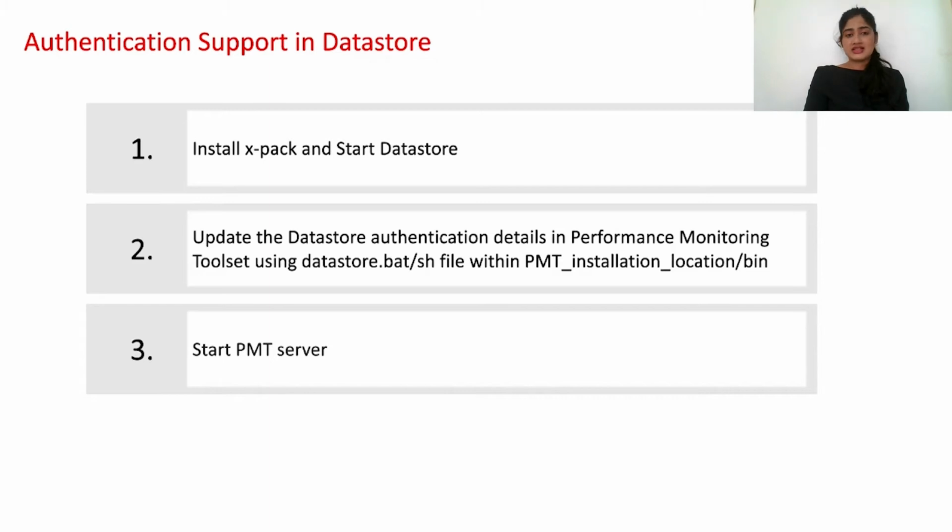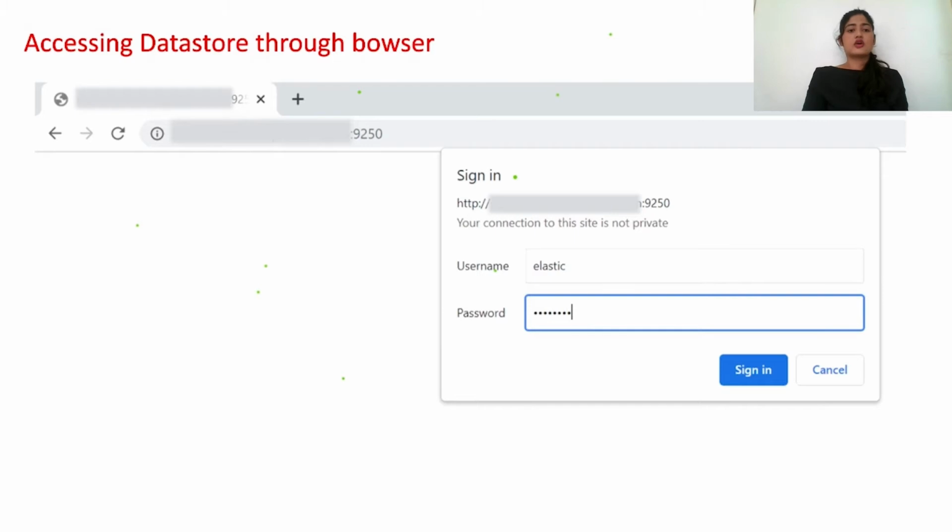So after you're done installing XPack, start your data store, and then you need to run the datastore.bat or sh file, which is present inside your bin folder. And when it asks if your data store uses authentication, you need to give a yes and then restart your PMT server. So this completes enabling authentication for your data store. Now as you can see, I'm trying to access the data store through the browser. When I'm doing that, it is prompting me for the username and password. So this shows that authentication has been enabled for your data store.